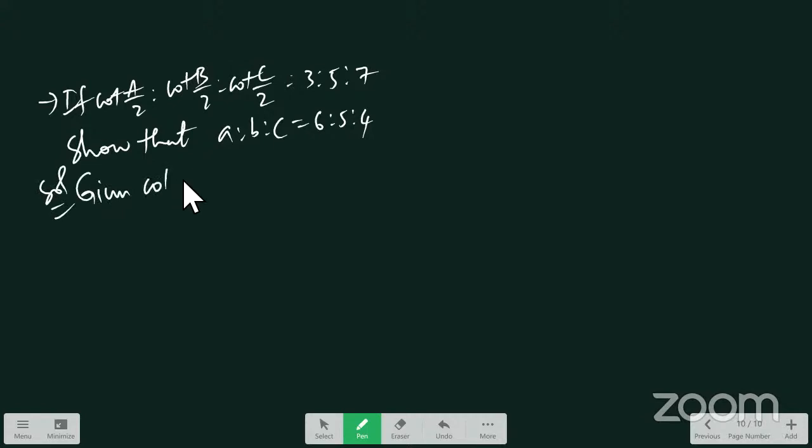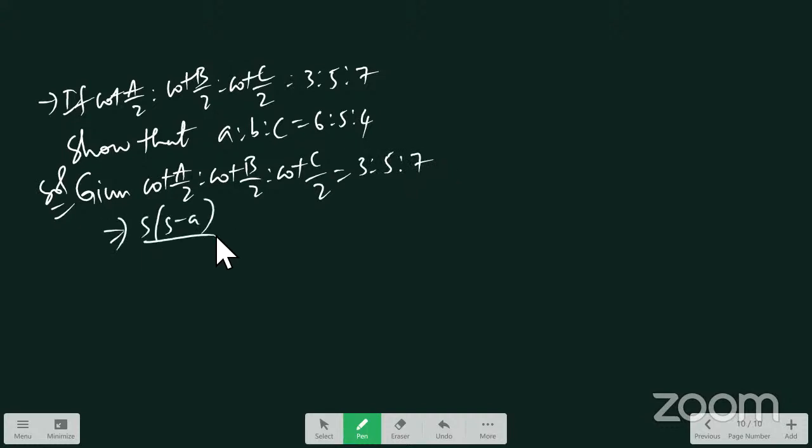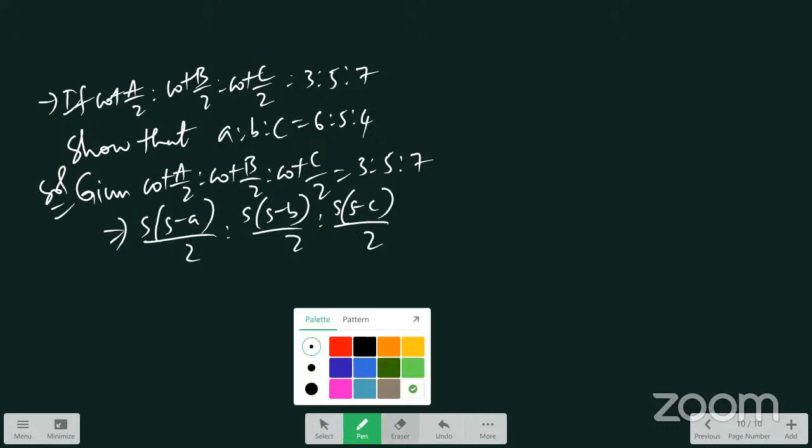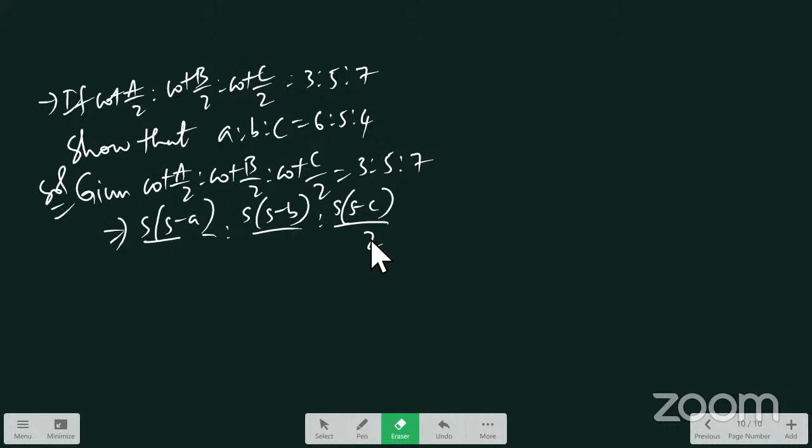What is given is cot A by 2 is to cot B by 2 is to cot C by 2 is 3 is to 5 is to 7. That implies cot A by 2 is s into (s minus a) by delta, is to s into (s minus b) by delta, is to s into (s minus c) by delta. That is 3 is to 5 is to 7.